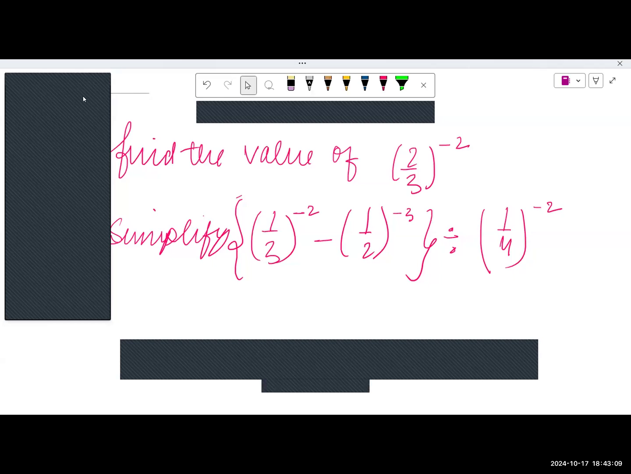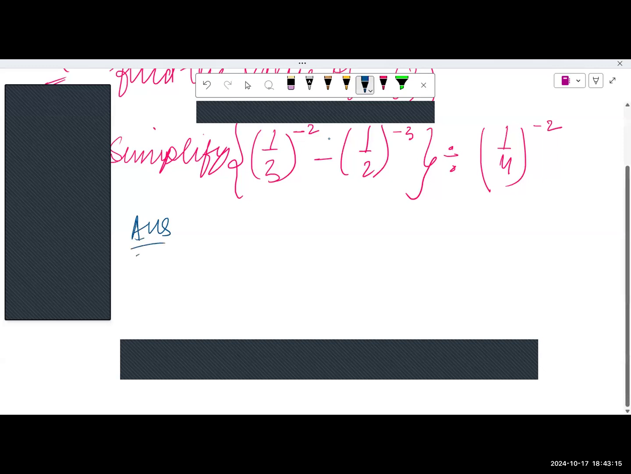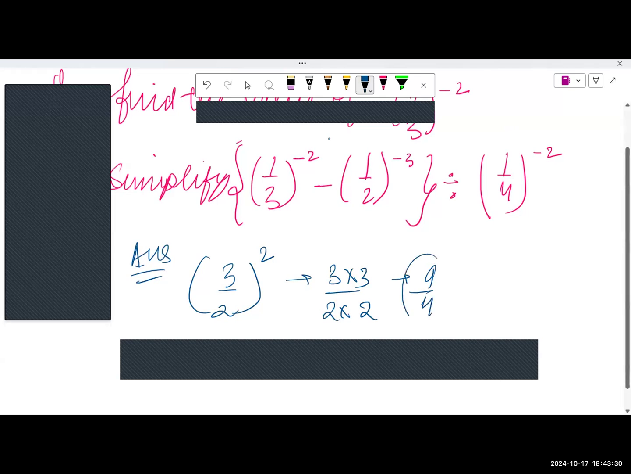Okay, so let's discuss the answers. For the first one, find the value of (2/3)^-2. For the minus 2, you'll take the reciprocal, so you'll have (3/2)^2. Then you will have 3 into 3 upon 2 into 2. This gives you 9 upon 4. Did everybody get this answer? Yes, ma'am.